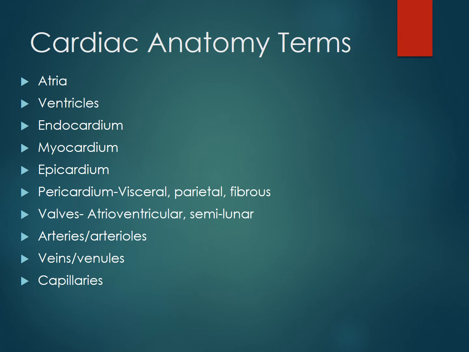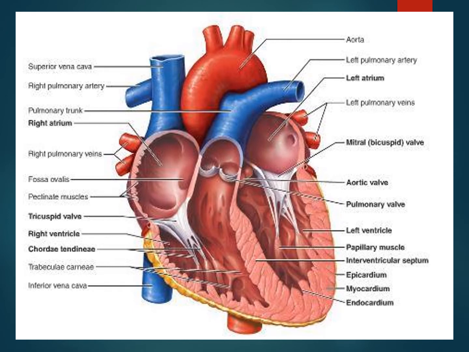Okay, cardiac anatomy terms, we have the atria and the ventricles, which we are pretty well aware of, right? Endocardium, myocardium, epicardium, pericardium, valves, arteries, veins, and capillaries. That's a little quick review. And here's the wonderful heart. And of course, we're not going to have to know all the little, like the fossa ovalis or the trabeculae carneae. We're not going to need to know those. I'm looking at the bigger aspects of the heart.